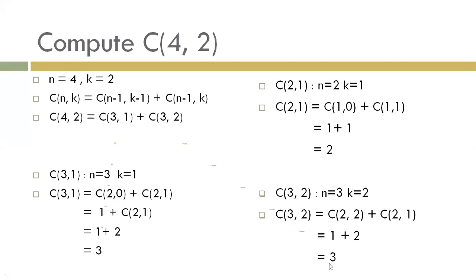Now let us substitute these two terms. In place of C of 3 comma 1, we will substitute the result 3. In place of C of 3 comma 2, we will substitute its calculated result, which is also 3. So this becomes 3 plus 3, which is equal to 6. Hence we have obtained our answer: C of 4 comma 2 is equal to 6.